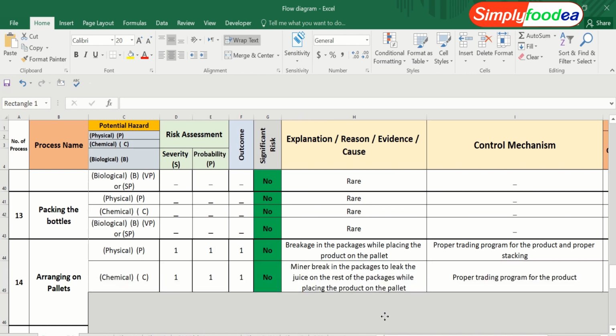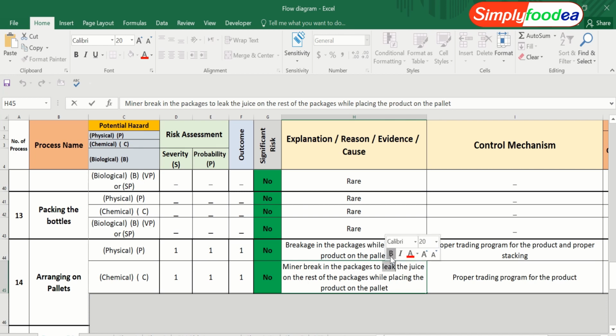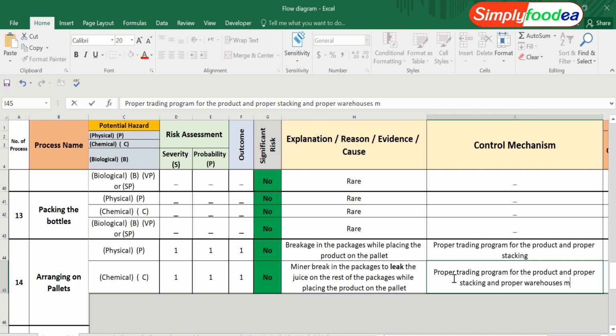And the chemical hazard also. Maybe there is a chemical hazard from contamination outside the bottle, maybe a leak after the break of the bottle, and the leak will be distributed to the other bottles, and by time it will be contaminated and make an offensive odor in your warehouses. So the proper stacking and proper warehouse monitoring. You must mention when the finished products are tracked, and who is responsible for the follow up of the pallets in the warehouses.